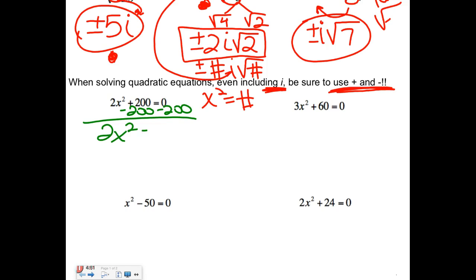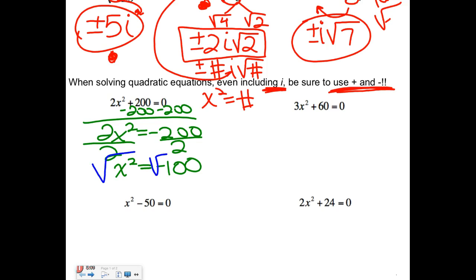Okay, I'm left with 2x squared equals negative 200. And our last step, I'm going to divide by 2. We now have x squared equals negative 100. To get rid of my square there, I'm going to square root both sides. I'm going to have x equals, the square root of 100 is 10, but I see I have that negative, so I'm going to have positive negative 10i.